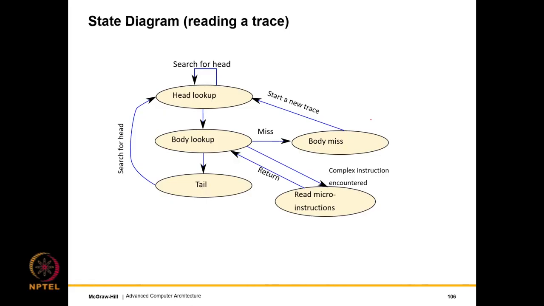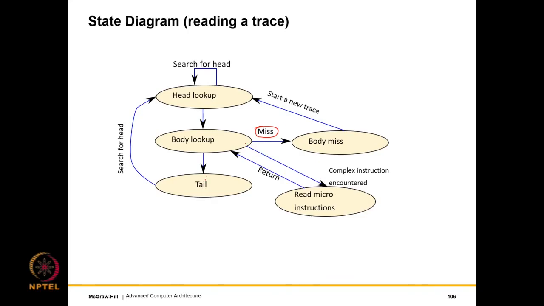So let us look at a few state diagrams of reading a trace. We start from the head lookup state where we are trying to find a trace head. So we search for the head. When we find the head of the trace, we go to the body lookup state. In the body lookup state, we keep reading trace bodies. Let's say that there is a miss in the sense that a trace segment is evicted. So we are not able to find the next body of a trace. We go to the body miss state, where again we essentially start a new trace from there because the entire trace could not be read. However, if that is not the case, we keep on reading the trace until we reach the tail.